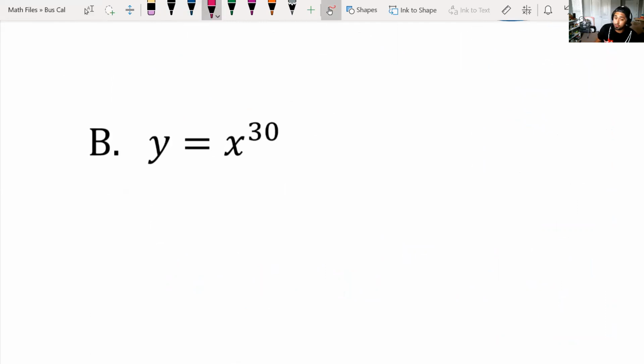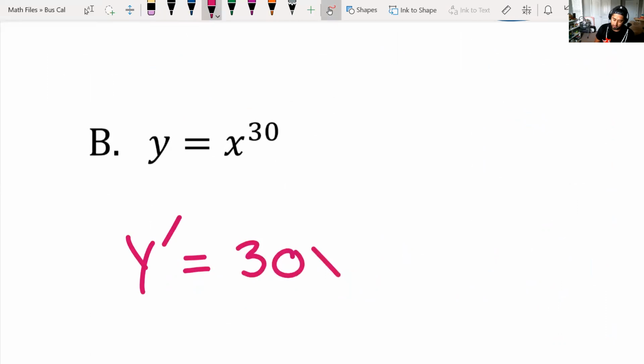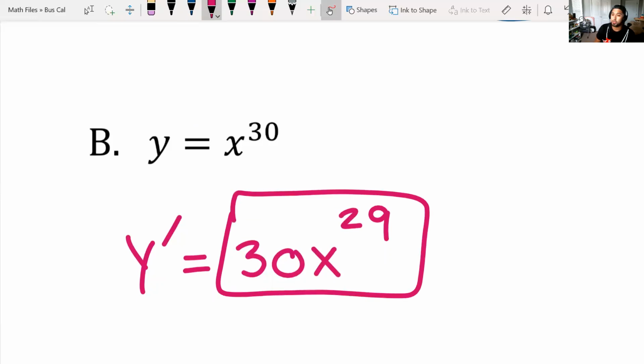y equals x to the 30th. So we're going to say the derivative y prime is going to be 30x to the 29th. That's it. Nothing else to it. Couldn't be more easy, right? Calculus is easy. Now imagine doing the f of x plus h on this. You would have to distribute that out about 30 times. So this question, the long way, could take you probably like a day, maybe 2 days. Who knows?